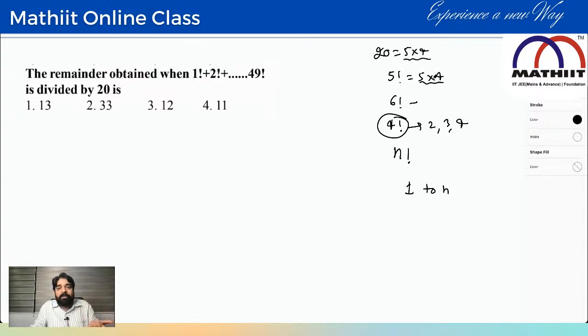But I want the number which is divisible by 5 as well as 4. So the first number I will get is 5 factorial. This is divisible by 5 as well as 4. 6 factorial is also divisible by 5 as well as 4.